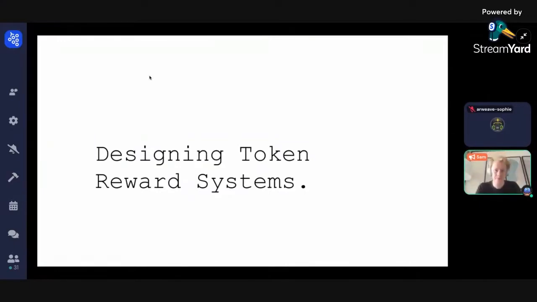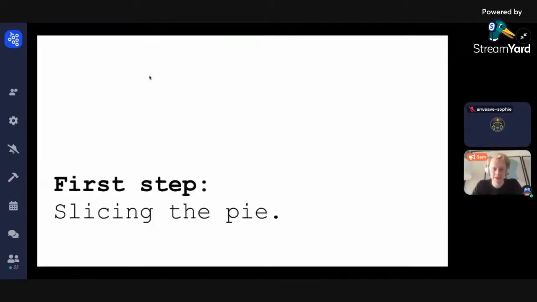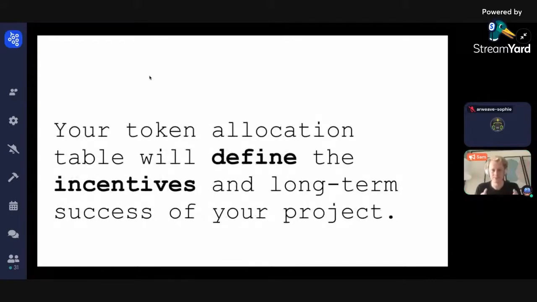Okay, so designing token reward systems. The first step is to slice the pie somehow. Your token supply will be in most cases limited in some form, or at least it will start with a limit. And how you decide to allocate the tokens inside that stack, if you will, essentially defines the future of your project.